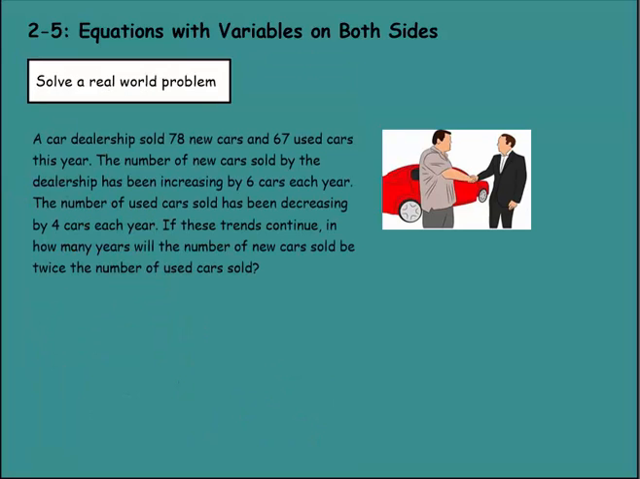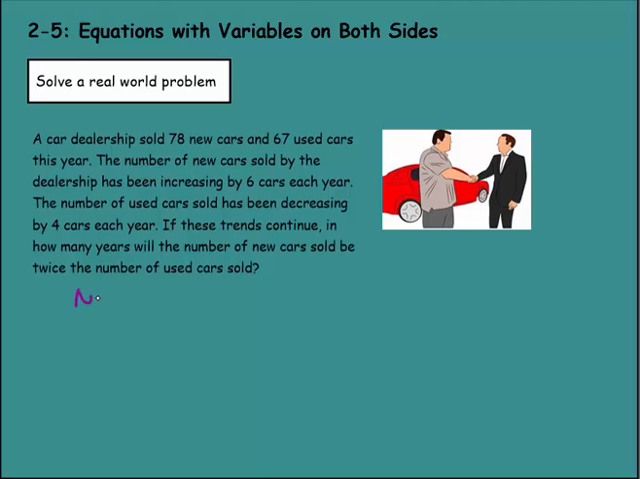Let's try solving a real-world problem. It says the car dealership sold 78 new cars and 67 used cars this year. The number of new cars sold by the dealership has been increasing by 6 cars each year. The number of used cars sold has been decreasing by 4 cars each year. If these trends continue, in how many years will the number of new cars sold be twice the number of used cars sold?